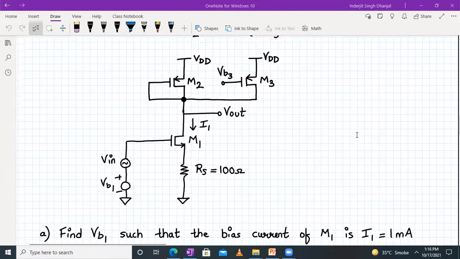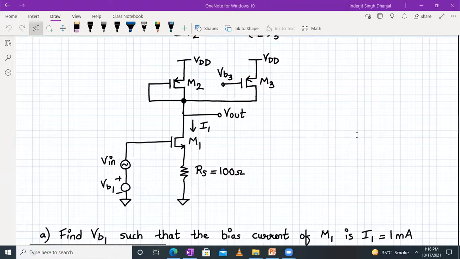So this is our circuit given to us. If you see carefully, M2 and M3 are not connected in parallel, because M2 is a diode connected PMOS transistor, whereas M3 is not. M3 is not diode connected. We have connected a VB3 to bias the M3 in the saturation region.